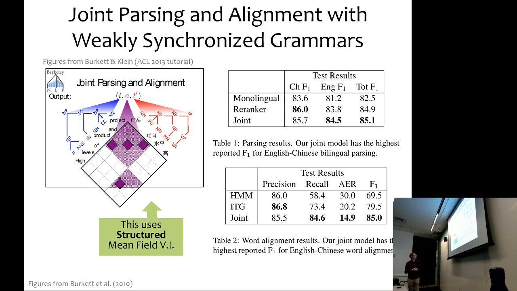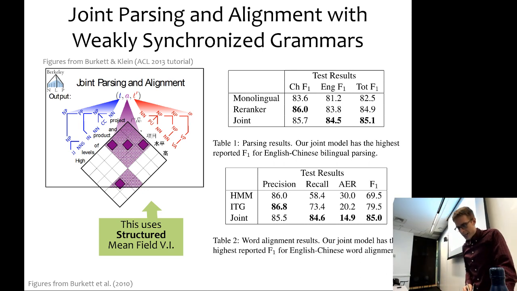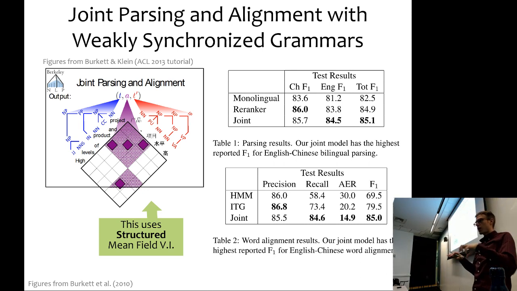It's just another dynamic programming algorithm. And then there are also dynamic programming algorithms like ITG, which allow us to efficiently reason about an alignment between two sentences. And so what Burkett and others did in 2010 is they said, well, what if we took those two dynamic programming algorithms and combined them together within variational inference?